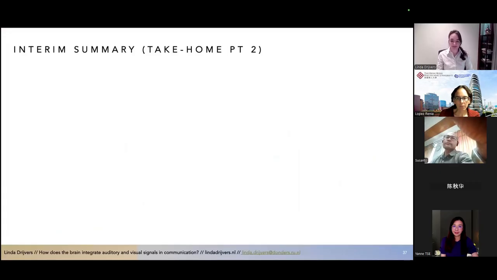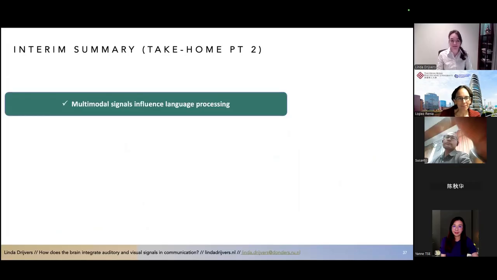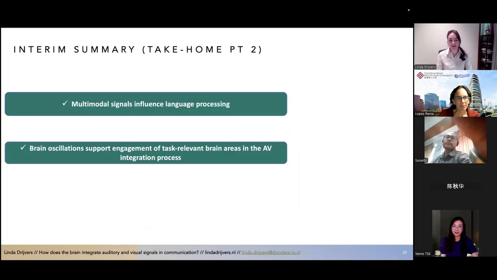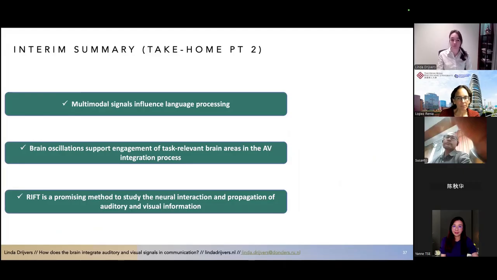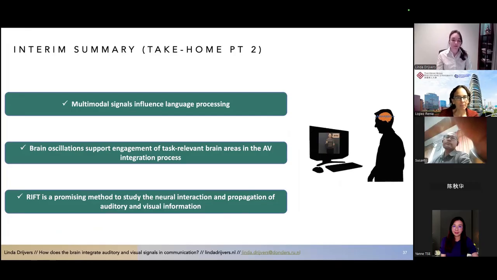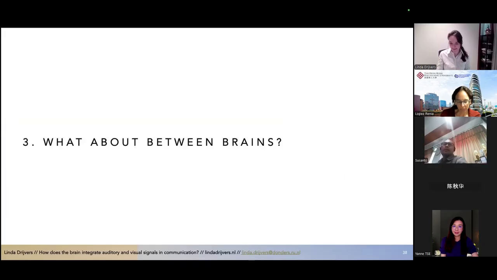So as an interim summary and my take-home part 2, I've shown you that these multimodal signals influence language processing, that brain oscillations support the engagement of these task-relevant brain areas, and that drift is a promising method to look at this neural interaction and propagation of auditory and visual information. Now, so far, this has been mostly people sitting at a computer, right? So not so much these natural contexts that I talked about at the start of this talk. So I also want to show you some results on what happens between brains as well.